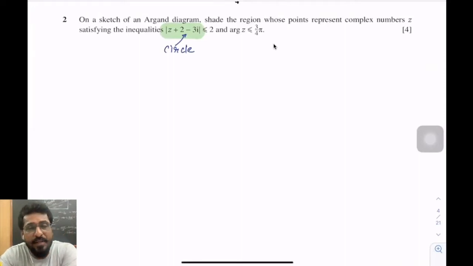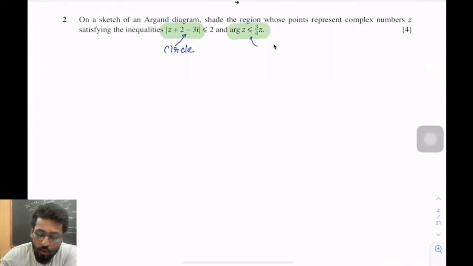This always remains the same. If you have anything that is given inside a modulus, so z plus a, z minus a, where a is a constant complex number here, the first inequation is always a circle. And the second thing that is written over here, argument of z less than or equal to 3 upon 4 pi, this is going to be a line. That is what we need to draw over here.